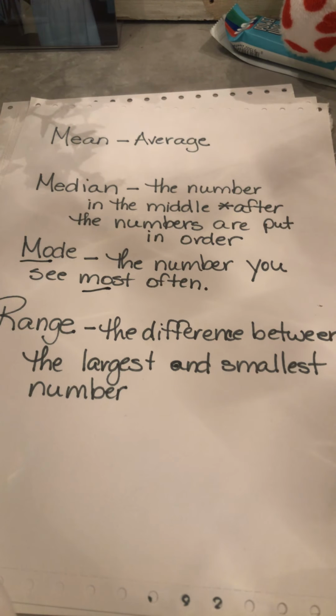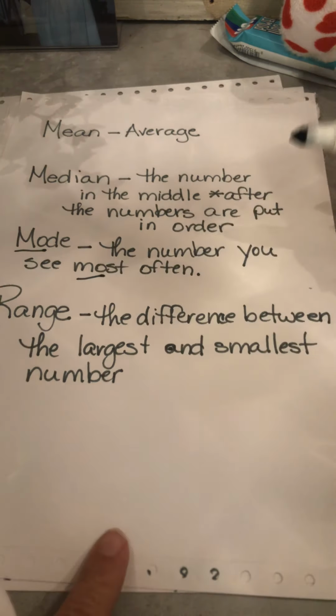Now, let me just tell you this up front. If the question says, what's the mode, there could be no mode. Maybe no numbers repeat. If no numbers repeat, there's no mode. Or maybe there's a couple different numbers that repeat. You can have more than one mode, you can have no mode, or you can just have one mode.